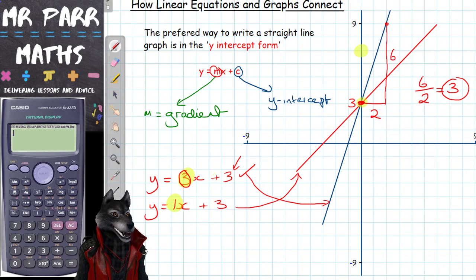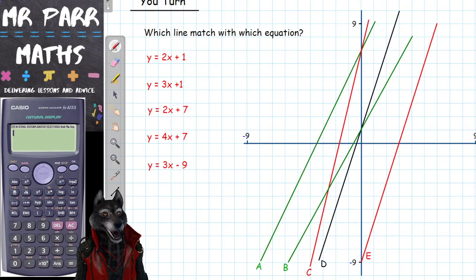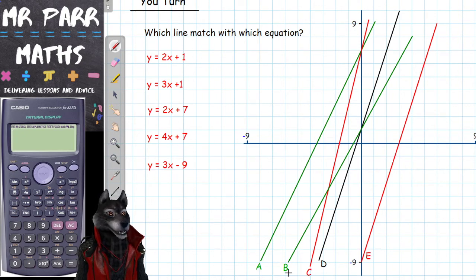Now, before we move on, I've got a few questions for you to have a go at, and here they are. So I've got 6 equations, 6 graphs on a set of axes, and I want you to match the graphs, the equations, sorry, to the graphs. Pause the video, have a go, and when you're ready to move on, press play again.